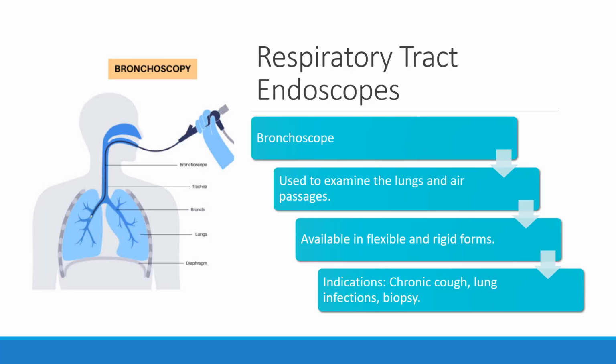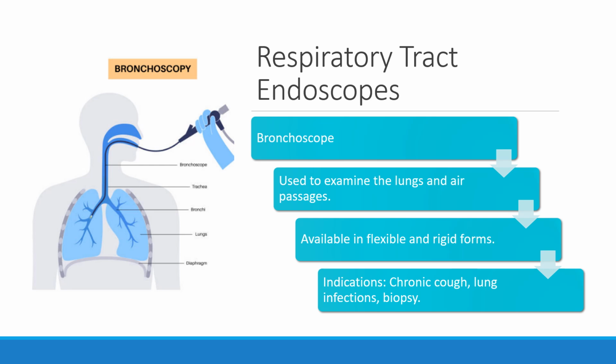Okay, next up we have the bronchoscopy. Now we're looking at the respiratory tract. It is called a bronchoscope. It is used to examine the lungs and air passages. It's available in two forms, rigid and flexible.